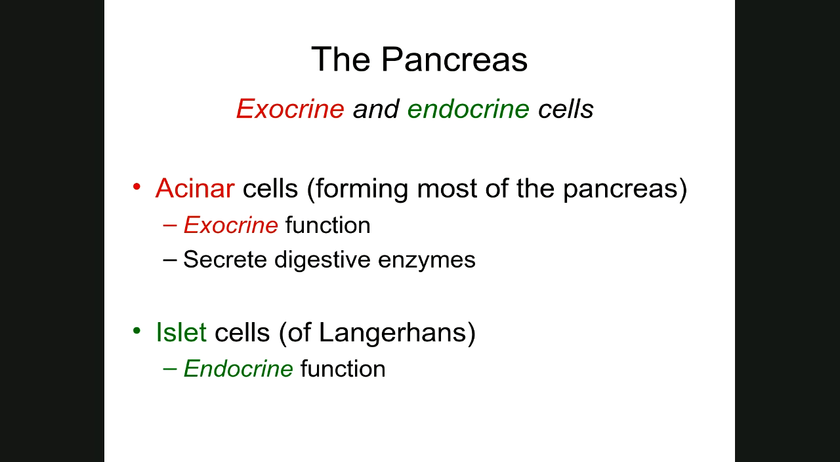Oh, the famous pancreas. The pancreas is also part of our digestive system. We will see it when we study the digestive system. It is formed of exocrine and endocrine cells. The acinar cells, which form most of the pancreas, are all around the endocrine cells. The endocrine cells are centralized in the center. We will see it when we see the histology of the pancreas. Those acinar cells have exocrine function and they secrete digestive enzymes. This is why the pancreas is a part of the digestive system, because it's mainly made of acinar cells. They are exocrine cells. So we are interested in the islet cells, which are the endocrine cells. We call them islet cells or islets of Langerhans, referring to the person that discovered them.